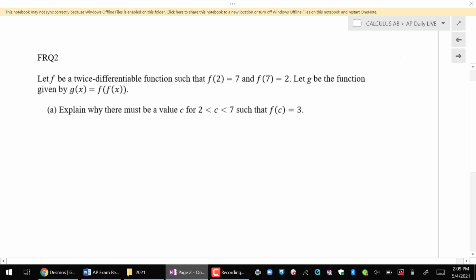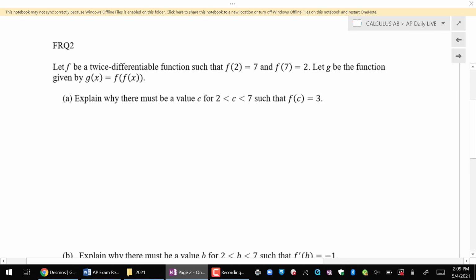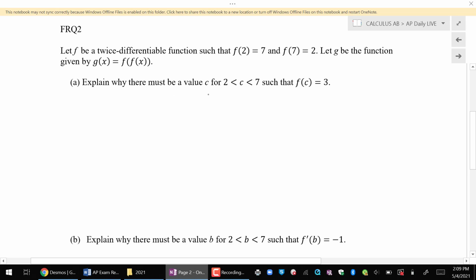Here's a brand new problem. It says f is a twice differentiable function, and they have some given points right here. And they also define function g. G is the composition f of x. So letter A. Explain why there must be a value of c such that f of c is equal to 3. Now, whenever I see questions like this, I'm thinking about my big theorems in calculus: IVT, MVT, Rolle's theorem, EVT, the extreme value theorem.